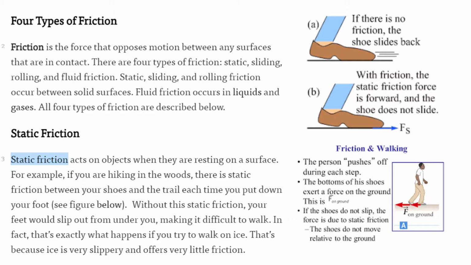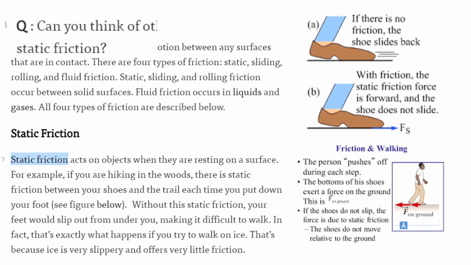Static friction. Static friction acts on objects when they are resting on a surface. For example, if you are hiking in the woods, there is static friction between your shoes and the trail each time you put down your foot. See figure below. Without this static friction, your feet would slip out from under you, making it difficult to walk. In fact, that's exactly what happens if you try to walk on ice. That's because ice is very slippery and offers very little friction.